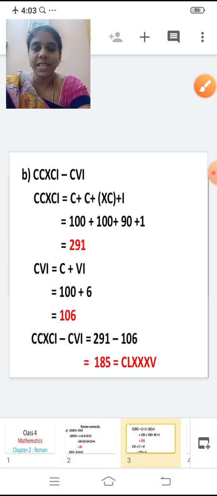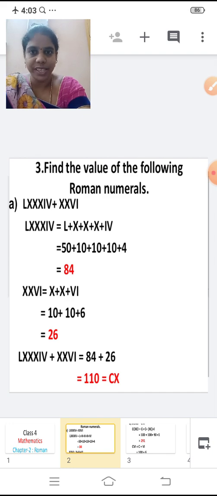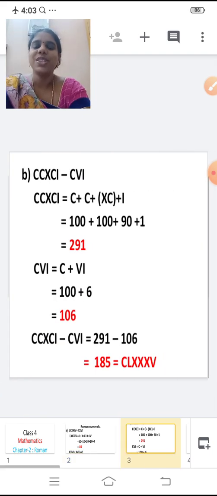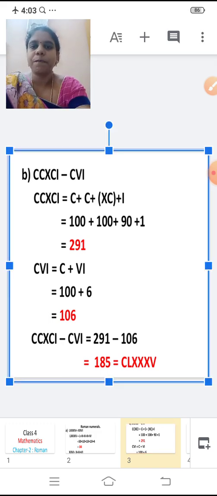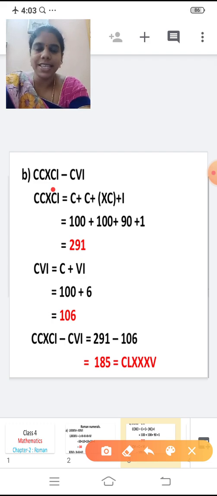Now the B sum. These sums you have to copy into your notebook, children. Yes, are you copying it? So the B sum: CCXCI minus CVI.